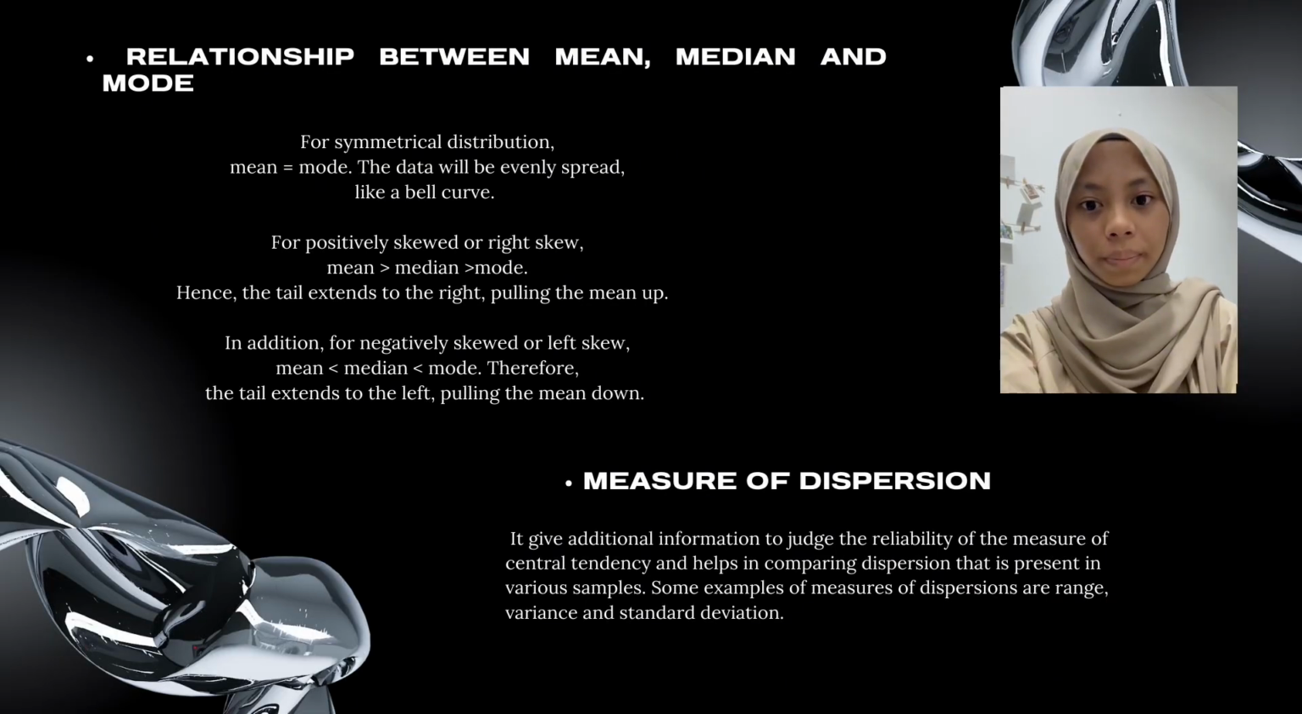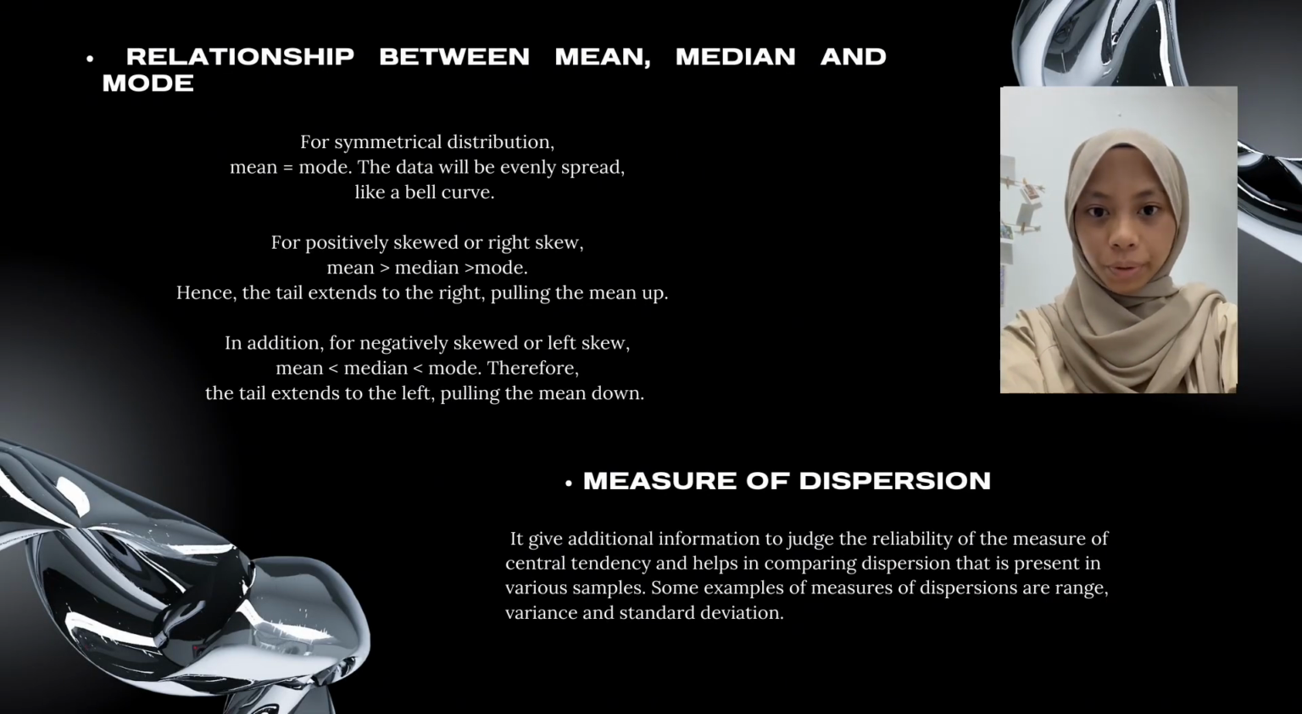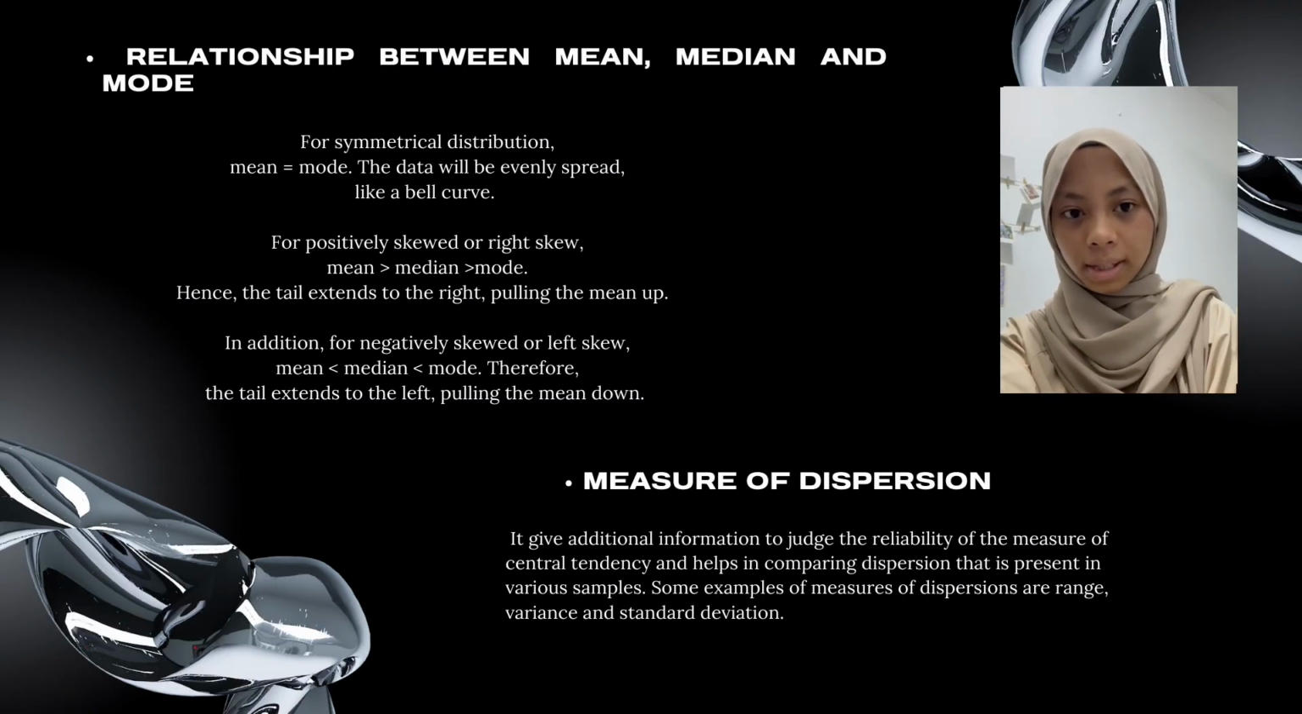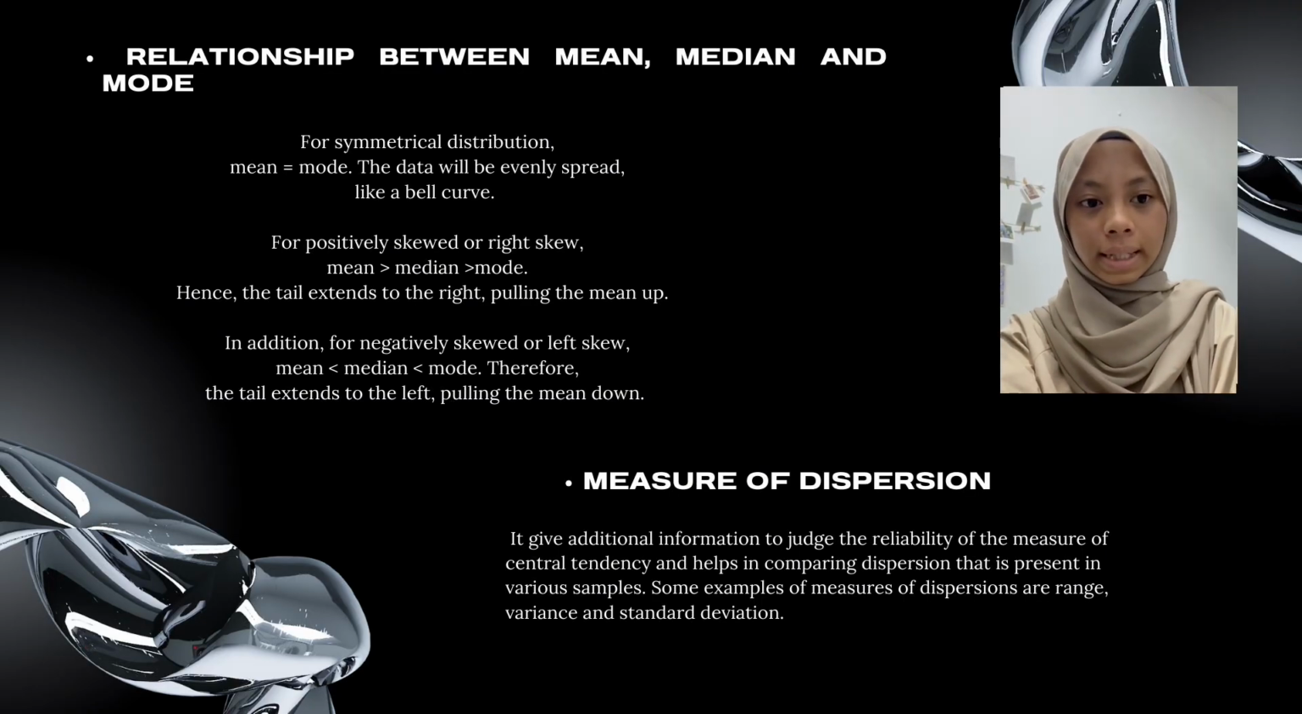The relationship between mean, median, and mode. For symmetrical distribution, mean equals median equals mode, and the data will be evenly spread like a bell curve. For positively skewed or right skewed, mean will be greater than the median, and median will be greater than the mode. Hence, the tail extends to the right, pulling the mean up. In addition, for negatively skewed or left skewed, mean is less than median, and median will be less than mode. Therefore, the tail extends to the left, pulling the mean down.